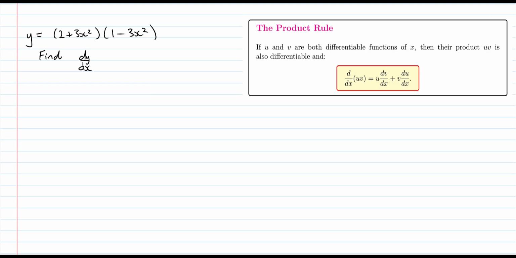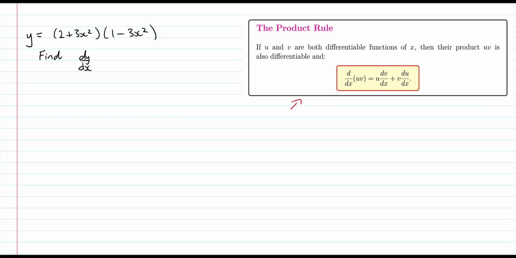In this video, we're going to differentiate a function using the product rule. So I've got the product rule written out in this box here, and it just states that if u and v are both differentiable functions of x, then their product uv is also differentiable, and the derivative with respect to x of u times v is equal to u times the derivative of v with respect to x plus v times the derivative of u with respect to x.